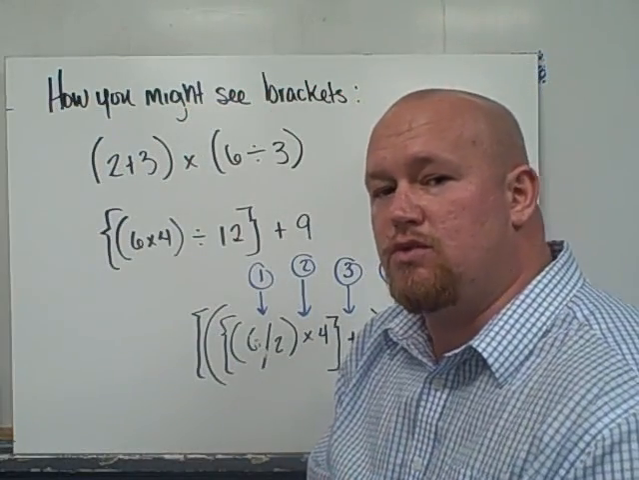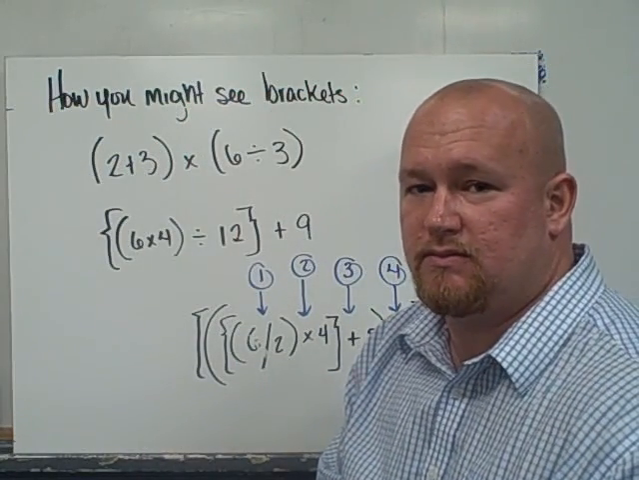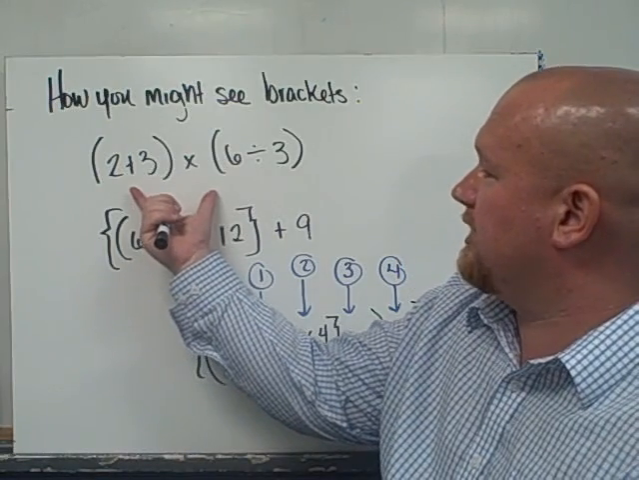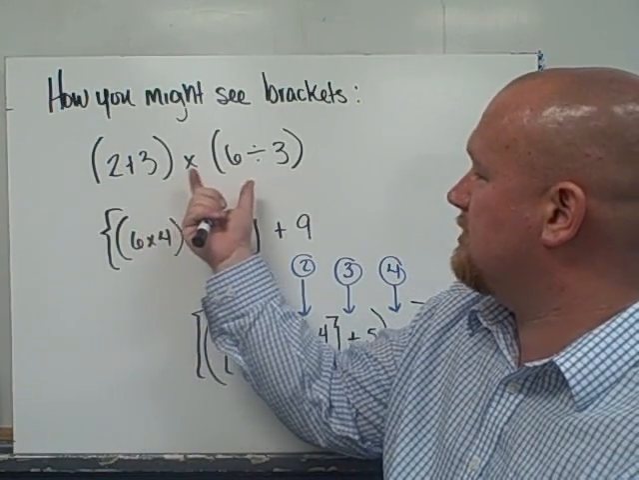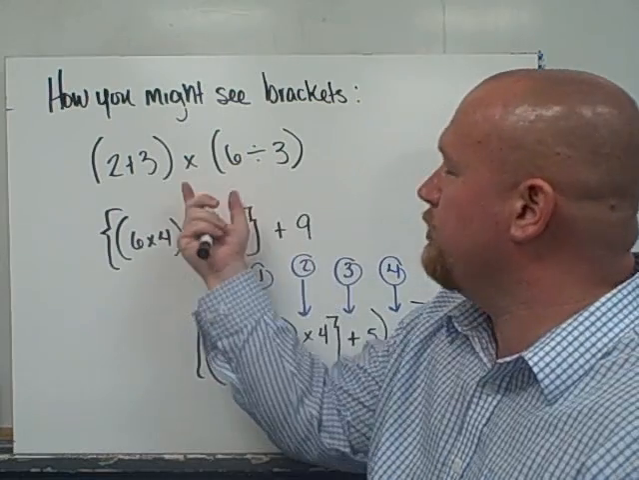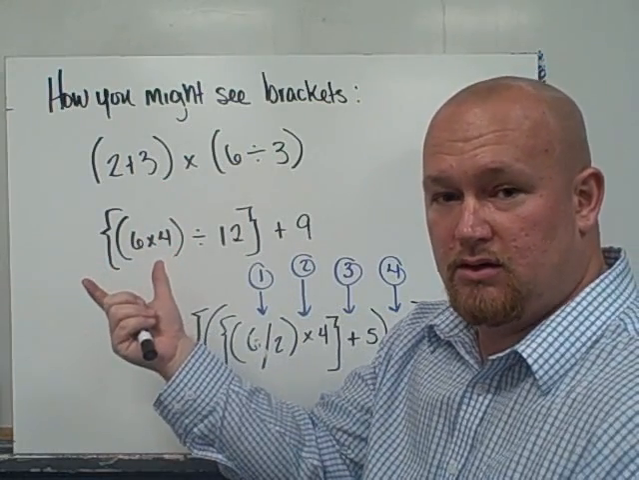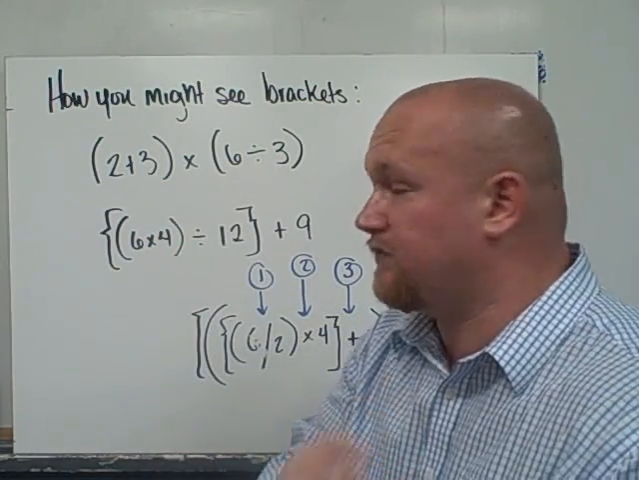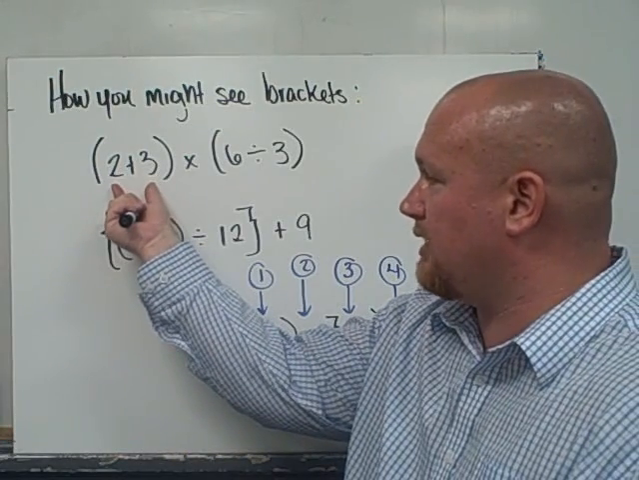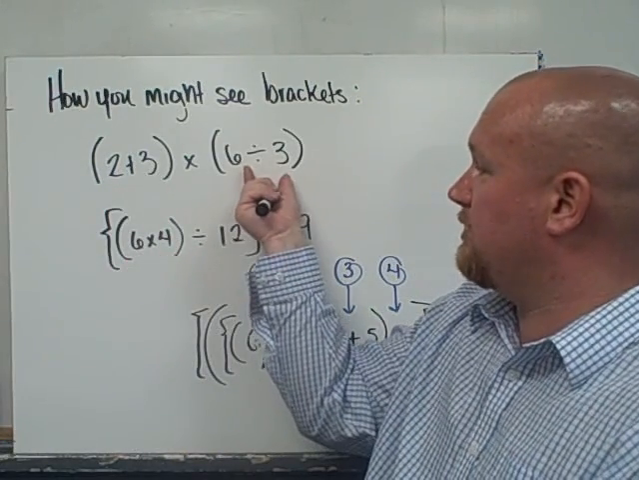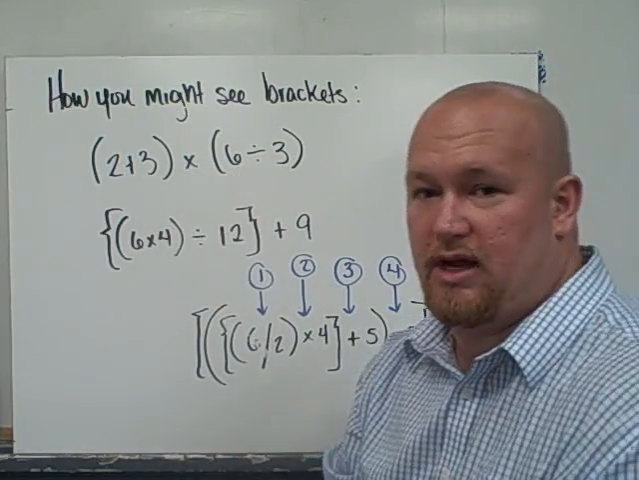So let's look at some ways you might see brackets and parentheses. If you're given an expression like this, 2 plus 3 times 6 divided by 3, you have two sets of parentheses here. The order of operations says do parentheses first, so you would find what's in this bracket or parentheses, then you would find what's in this parentheses, and then you would multiply them together.